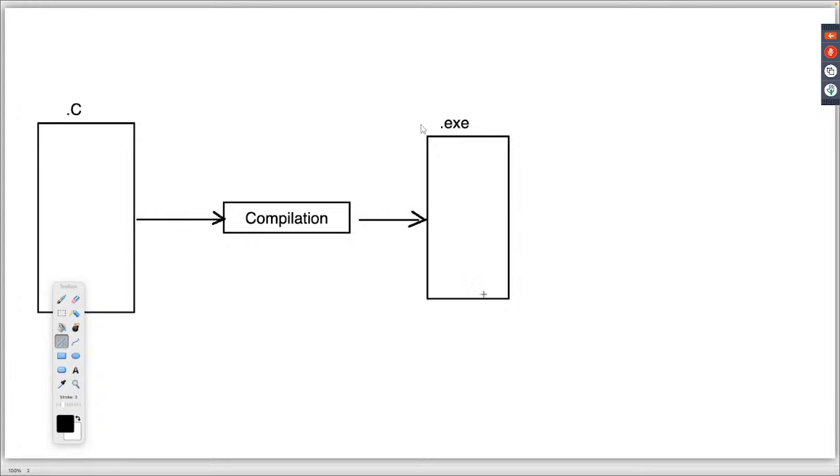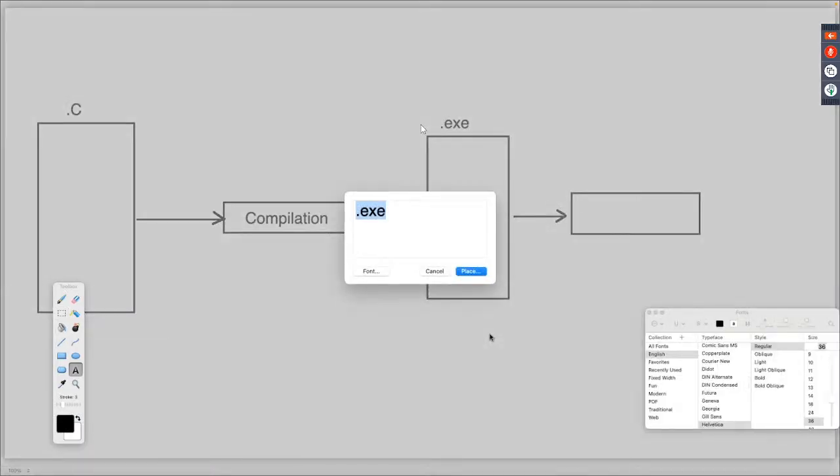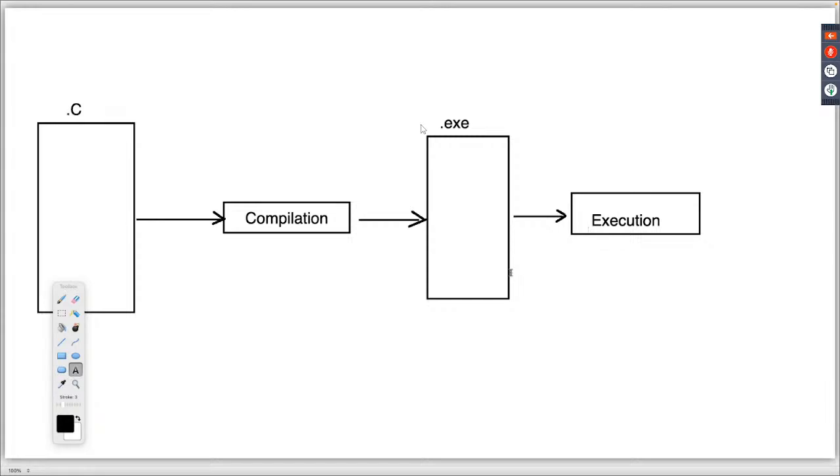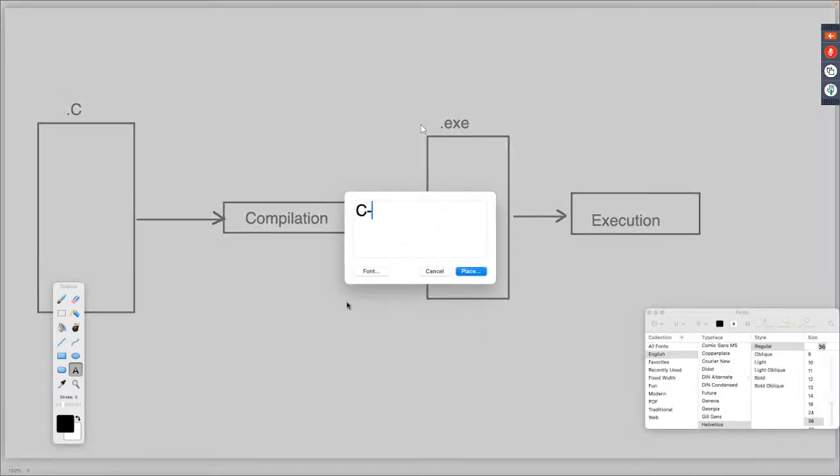Next, whenever we perform compilation and get the .exe file, we have to go for the execution process. Who will perform this execution? Actually, the C engine is able to perform the execution.